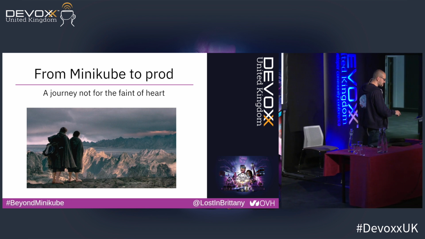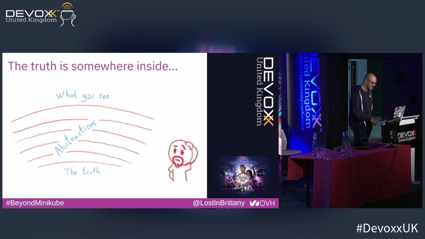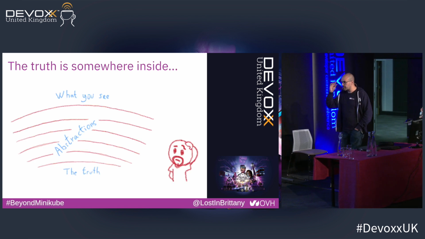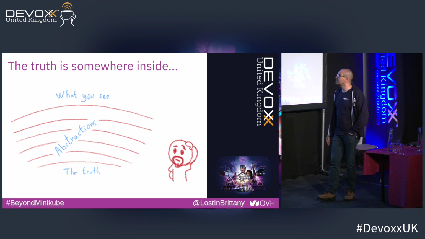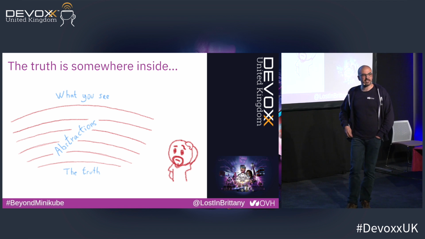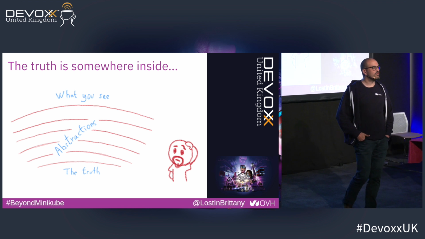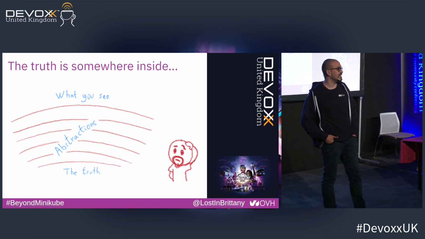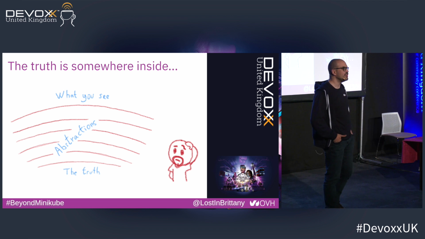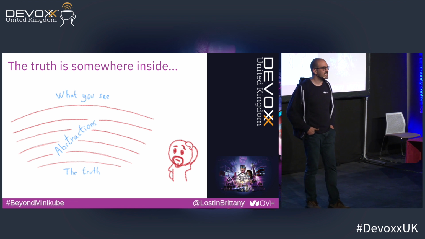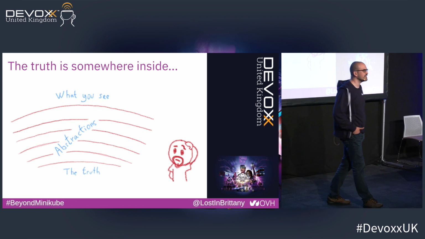So, let's begin to travel. The first problem we found was the abstraction. I mean, Kubernetes is almost magical. It does lots and lots of things in an easy way in the background.